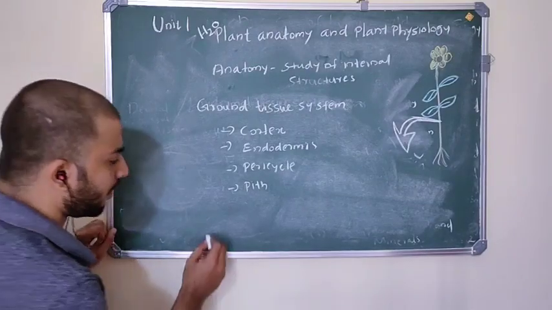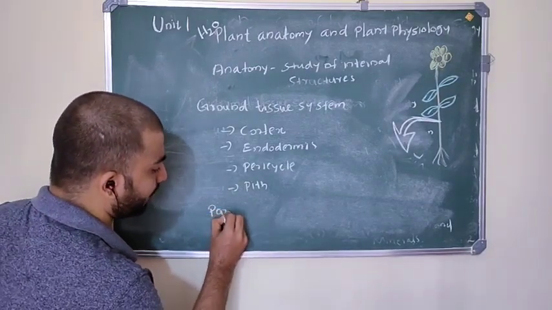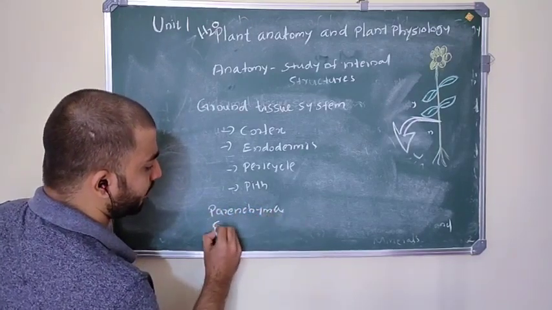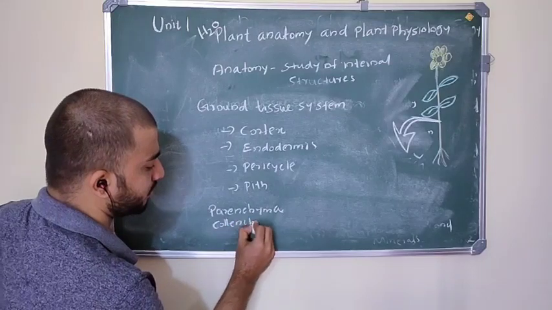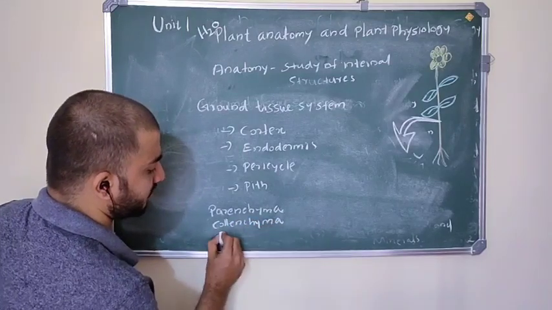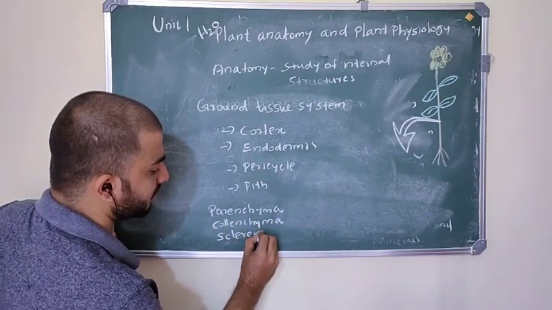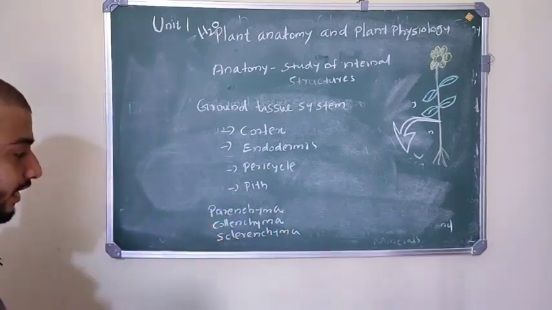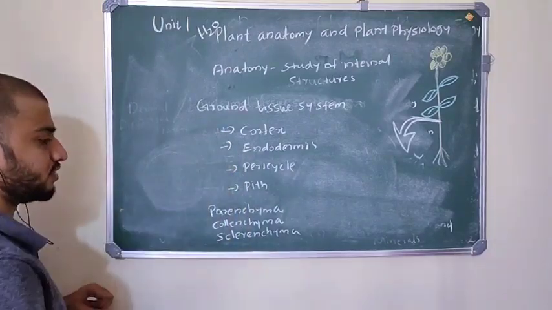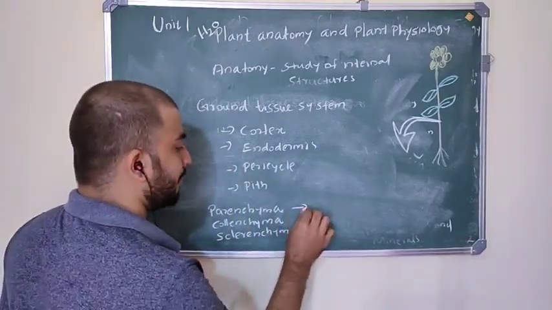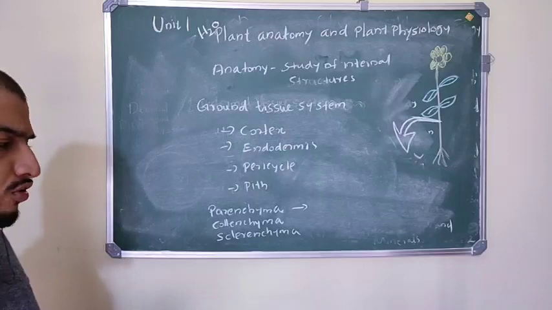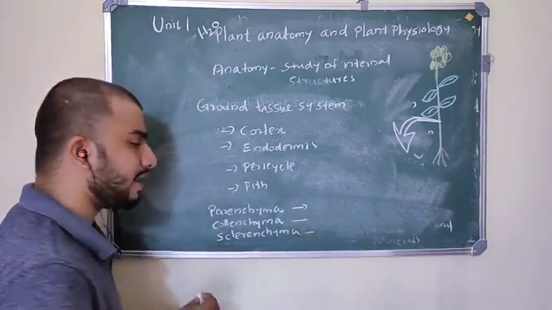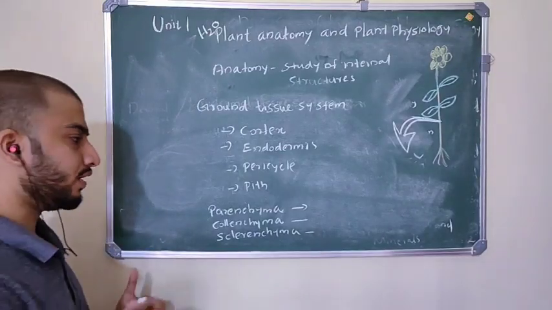Then let's check the functions of the ground tissue system. If you observe the ground tissue system, it is mainly made up of three types of tissues: parenchyma tissues, collenchyma tissues and sclerenchyma tissues. Basically these three types of tissues are present in the ground tissue system. Parenchyma tissues mainly help in photosynthesis and storage of food, and collenchyma and sclerenchyma help in support and protection of the tissues.